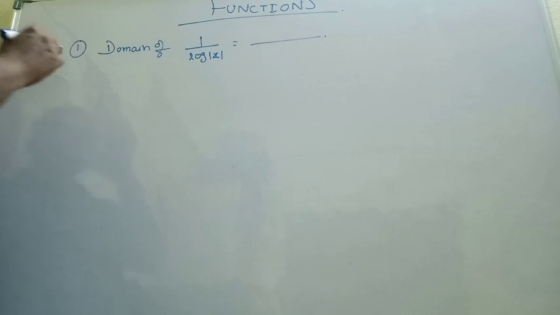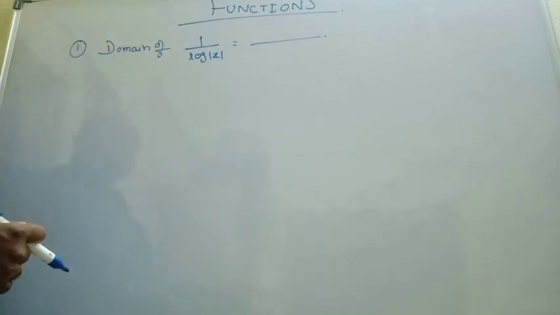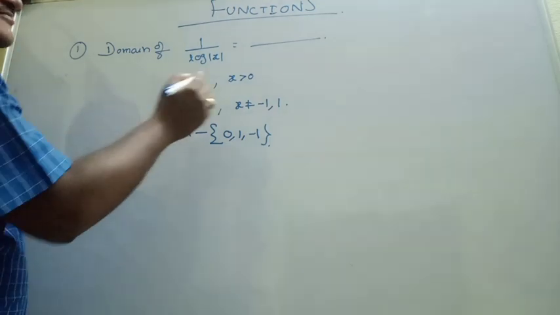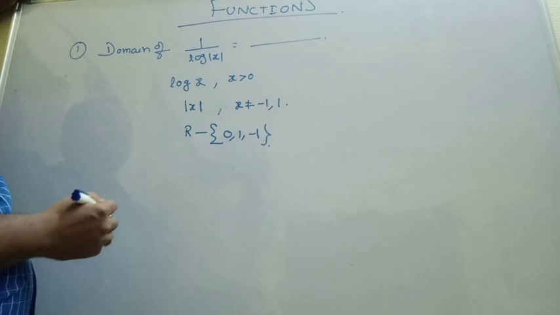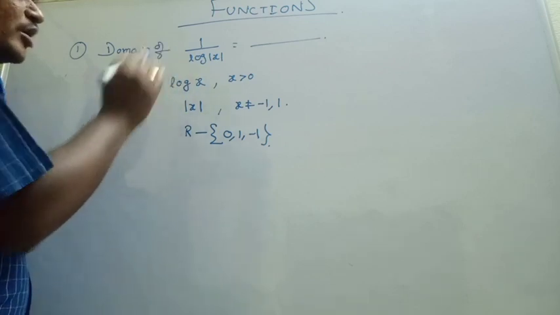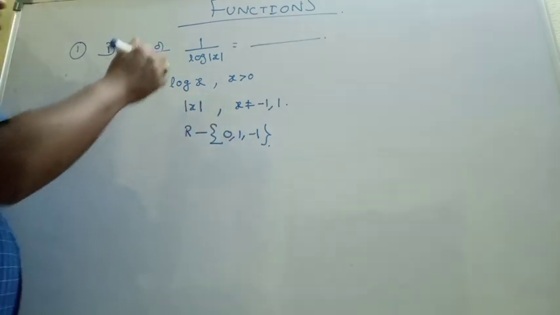We are going to do different kinds of problems in this video. The first one: domain of log(1/log|x|) is equal to what? This is our first problem. See here, we know that log x is defined when x is greater than 0. Now it is given 1 by log of mod x, where mod x is in the denominator.